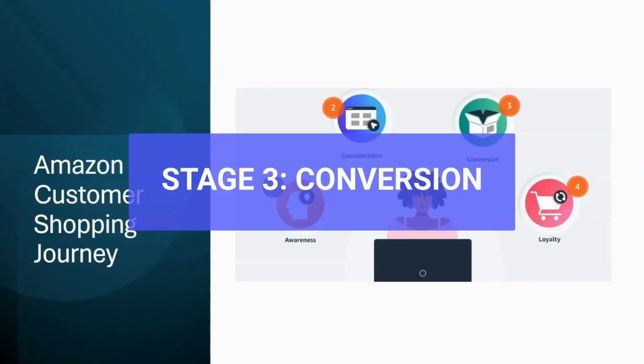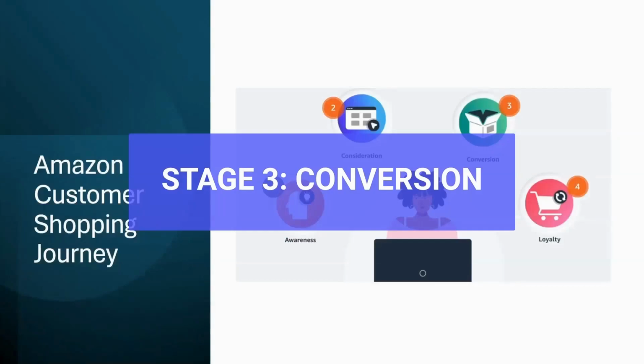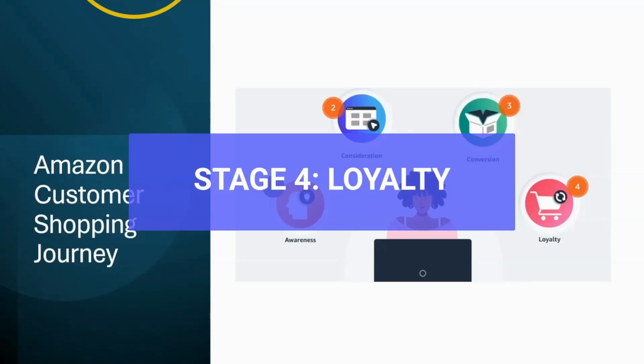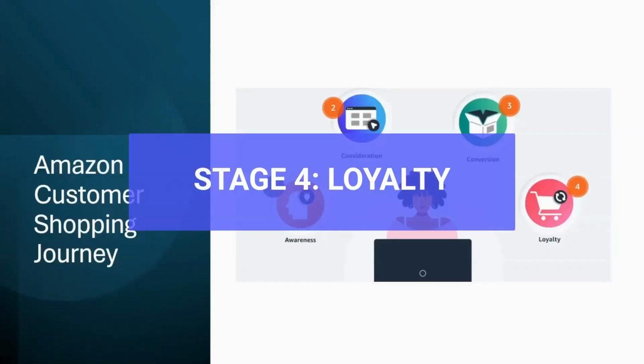Stage 3 is the conversion stage. This is where they finally choose a product. They hit add to cart or buy now. They enter in their payment information, confirm the details, and the order goes through. Stage 4 is the loyalty stage. If they like the product, they might come back and buy it again. They may even leave a review, and they may also look for other products that you may offer underneath your brand. That whole path from searching to deciding to buying is the customer shopping journey.